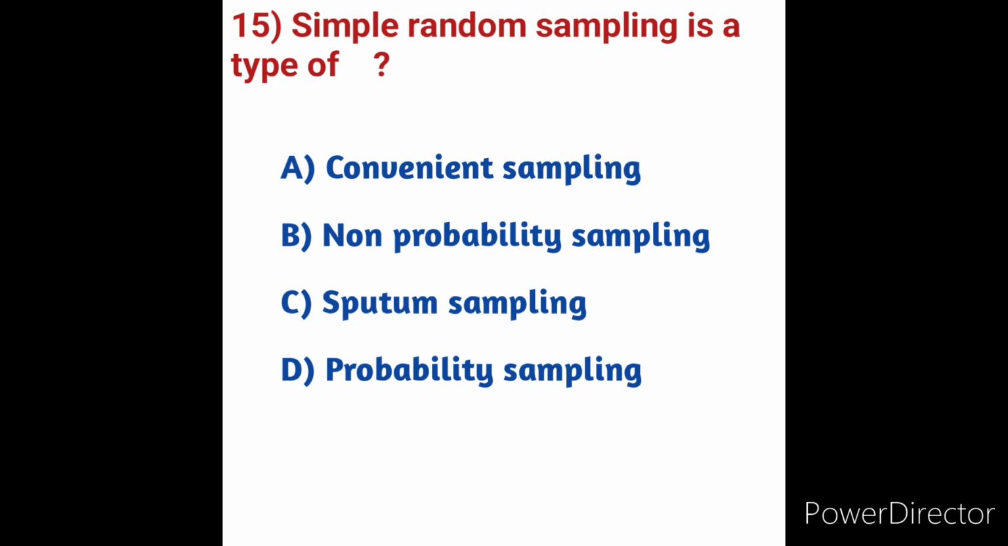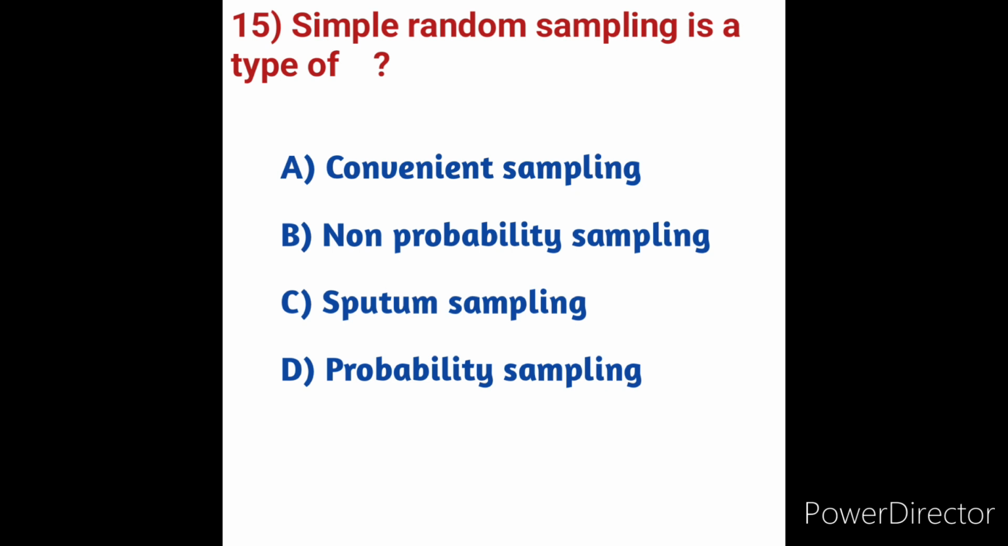Simple random sampling is a type of. We will see here options. Option A, convenient sampling. Option B, non-probability sampling. Option C, sputum sampling. Option D, probability sampling. Simple random sampling is a type of probability sampling in which the researcher randomly selects a subset of participants from a group or from a population.